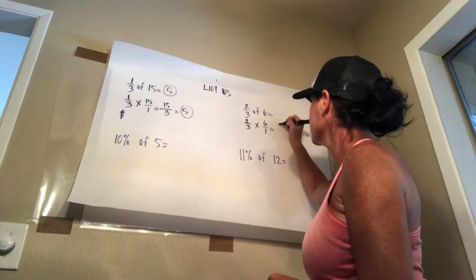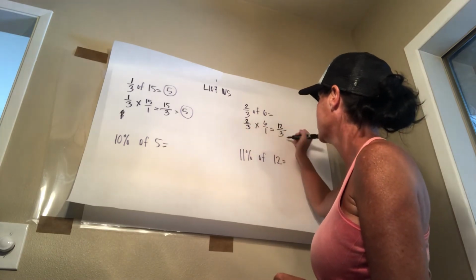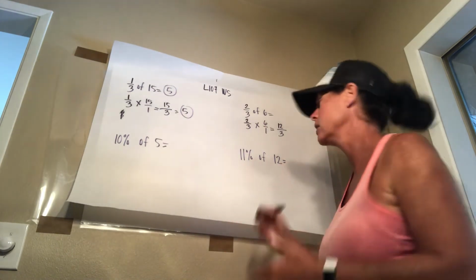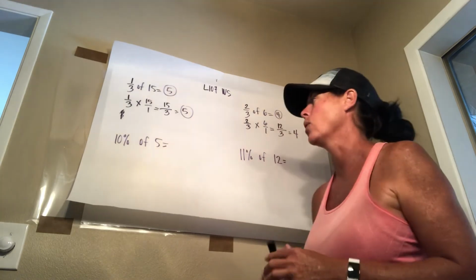2 times 6 is 12. 3 times 1 is 3. Remember, this line means divided by, so 12 divided by 3, or 3 goes into 12, 4 times. So my answer is 4.